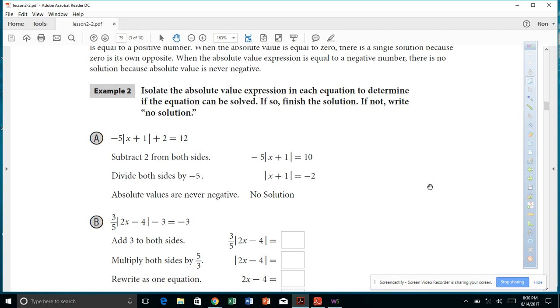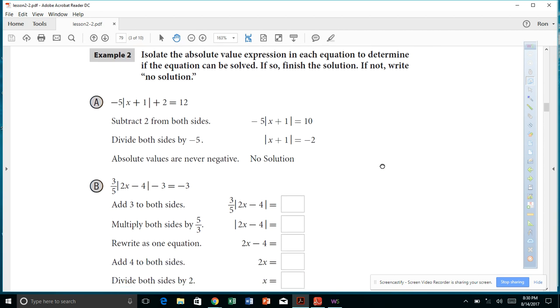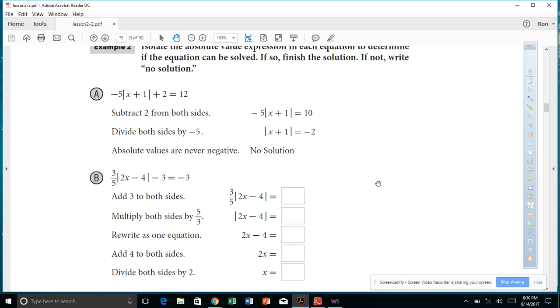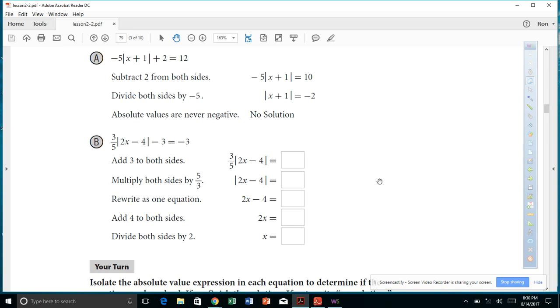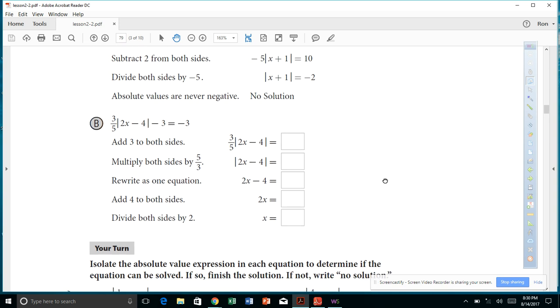Isolate the absolute value expression in each equation to determine if the equation can be solved. If so, finish the solution. If not, write no solution. So we'll let you follow through with A, and when you get back, we'll do B.